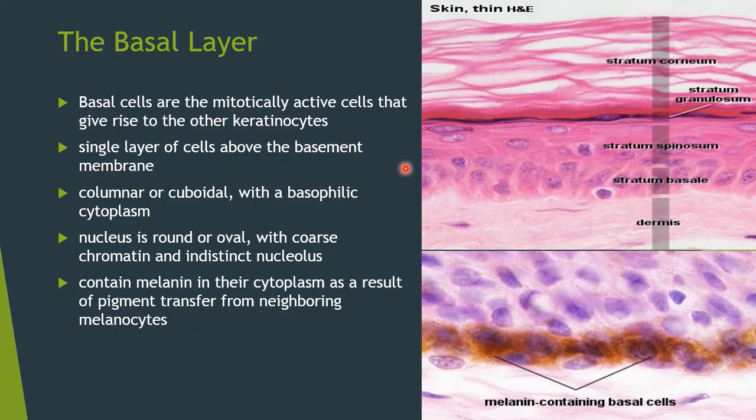Coming to the basal cell layer, the basal cell layer is the mitotically active cells that give rise to the other keratinocytes. And it is a single cell layer above the basement membrane. If you look at the cells, they are mostly columnar to cuboidal with a basophilic cytoplasm with a high N/C ratio. The nucleus is round to oval with coarse chromatin and indistinct nucleoli. And these cells contain melanin in their cytoplasm as a result of pigment transfer from the neighboring melanocytes.